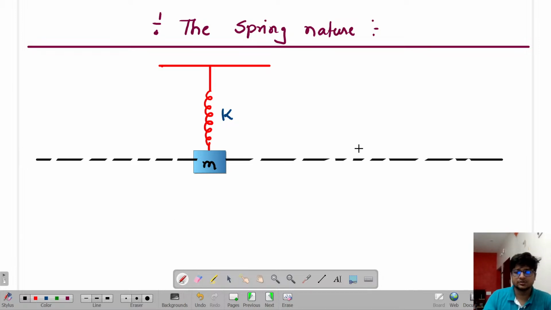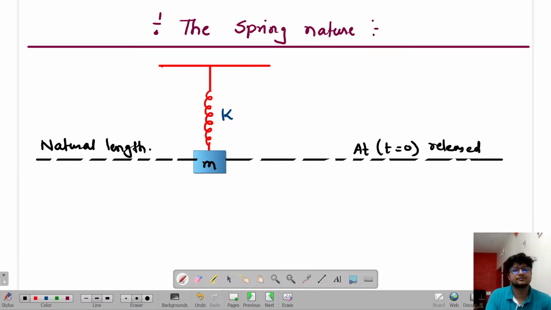Now at t equal to 0, it is released from this point. This, in the spring, as we know, is called the natural length point. Natural length, correct? Now as this is released from here, what will it do? It will start expanding this spring and it will go.